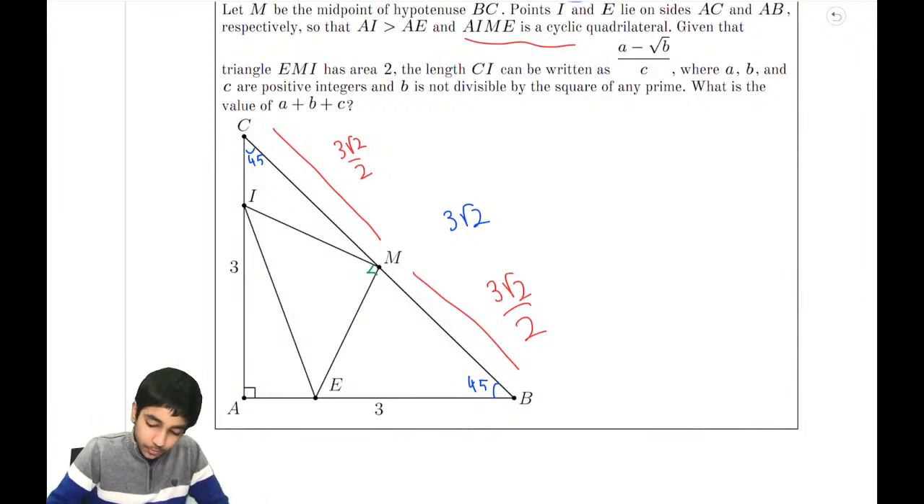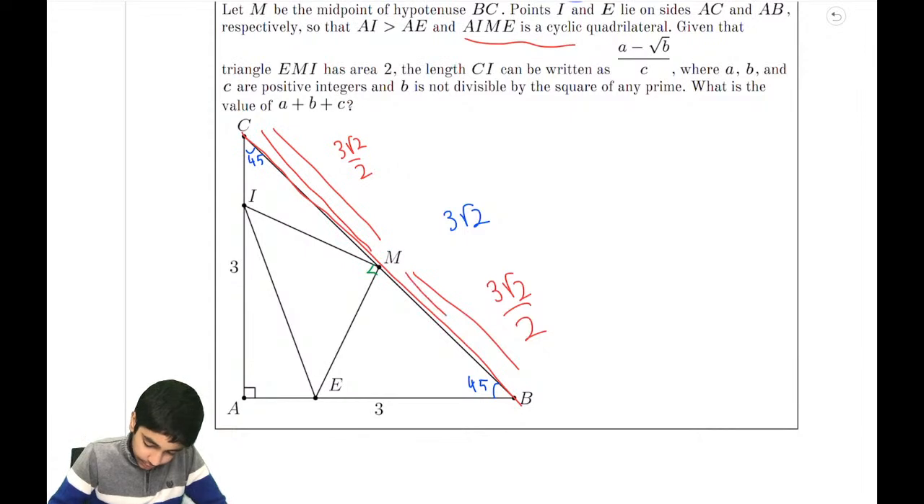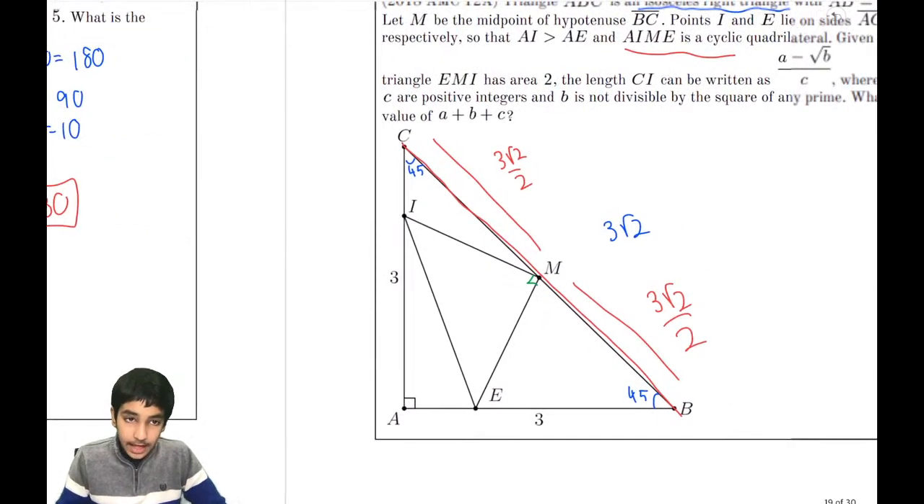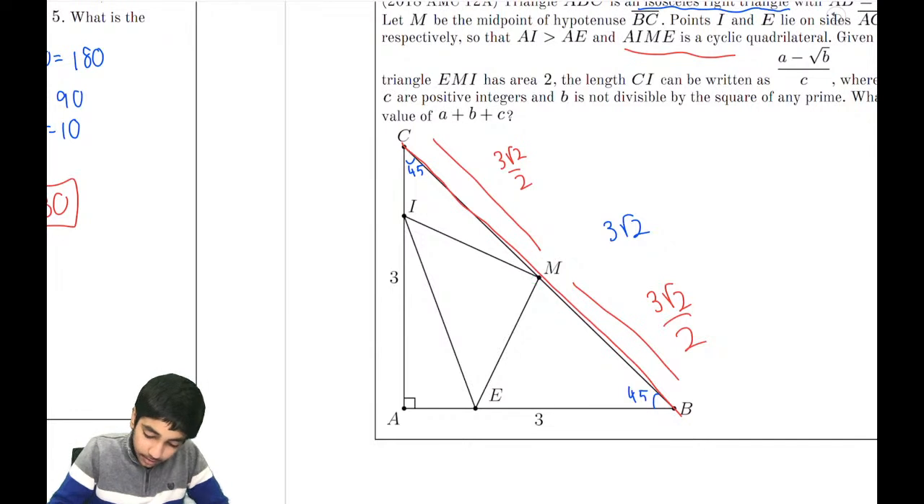So basically, we have this is 3, the whole thing has to be 3 root 2. And then this will have to be 3 root 2 over 2, 3 root 2 over 2. And like I was mentioning earlier, we're already given the quadrilateral is cyclic. So we can use angle chasing. Remember in cyclic quadrilaterals, the sum of the opposite angles is 180. So if this is 90 degrees, then this will also have to be 90 degrees.